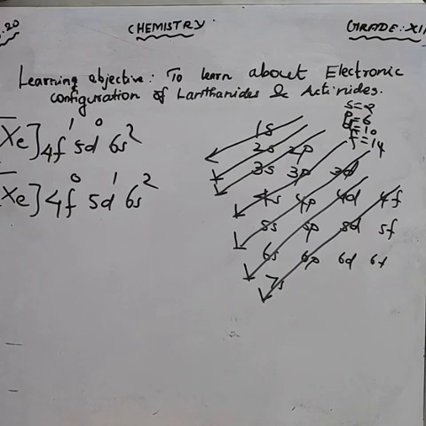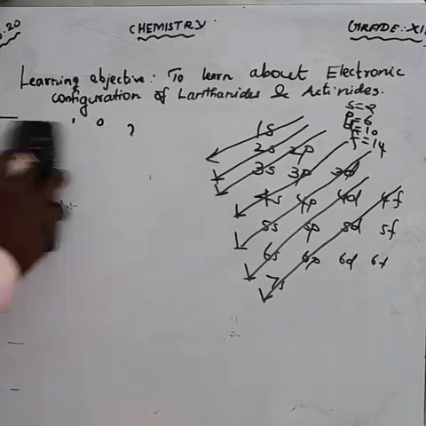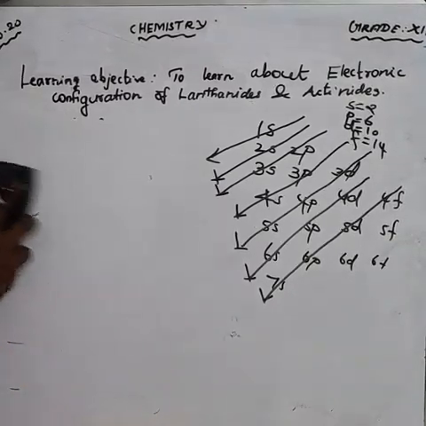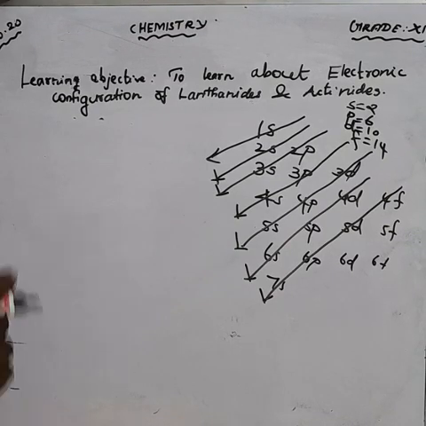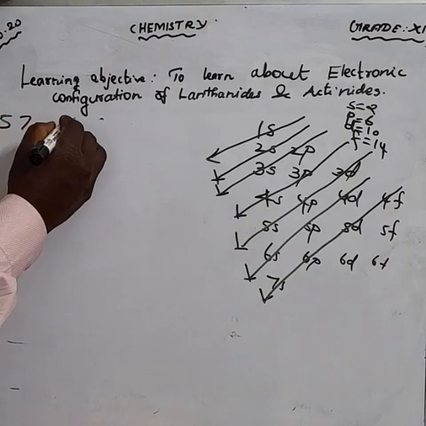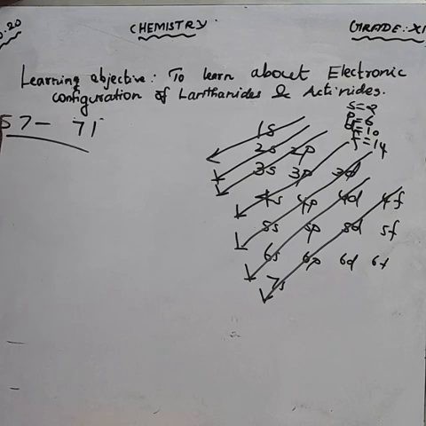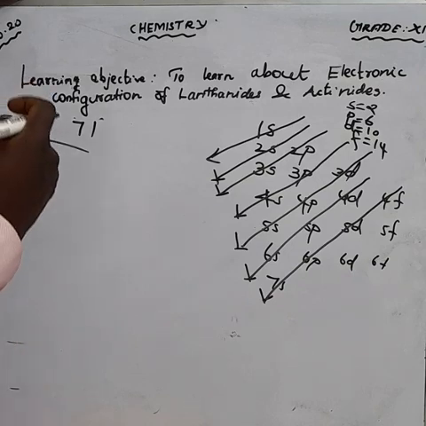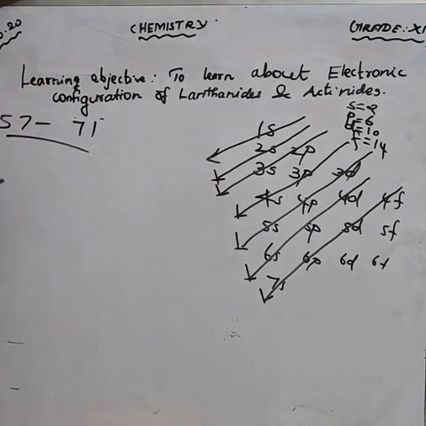Anyhow, we shall write the electronic configuration from atomic number 57. Atomic number 57 starts with lanthanum and ends with lutetium, 71. It starts with 57, lanthanum La, then cerium, etc., up to ytterbium, which is 70, and lutetium is atomic number 71.